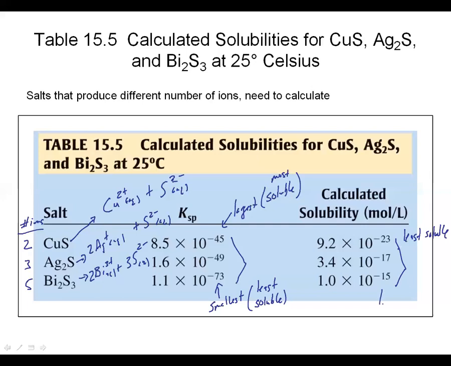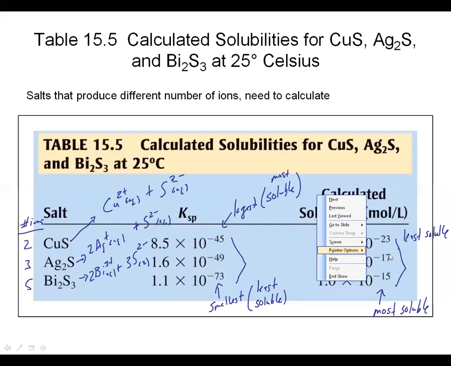And the one at the bottom is actually the most soluble. That is because of the stoichiometry and how it breaks apart into ions. You have to take that into account, and that's not taken into account if you just strictly go on the KSP values.